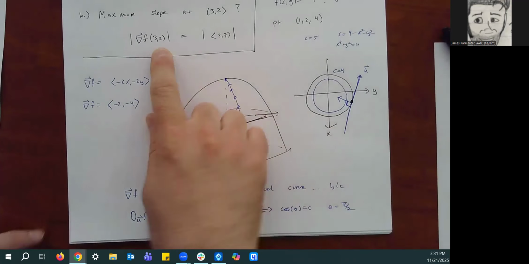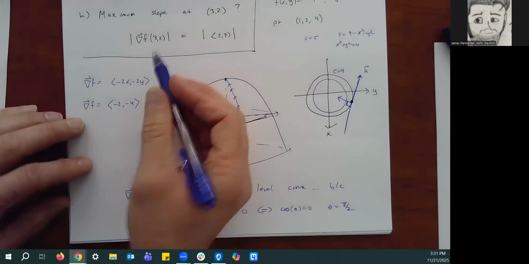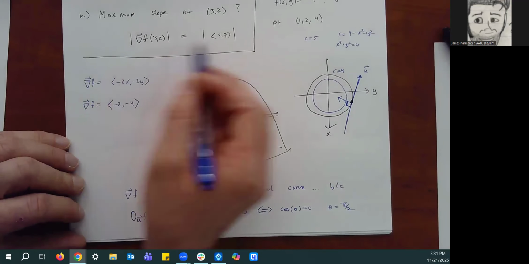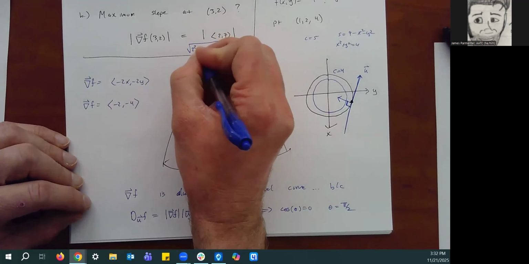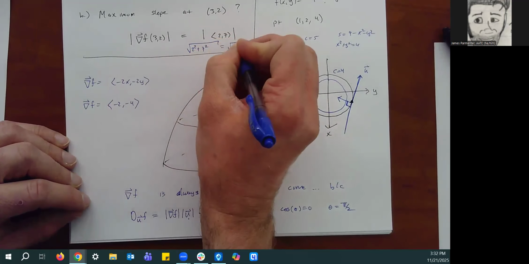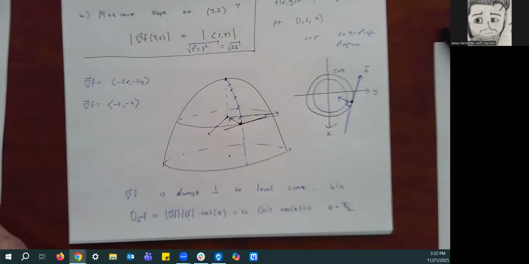Back to this problem here. If I was trying to find the maximum slope, it's just the magnitude of this, which is the square root of 2 squared plus 7 squared, which is the square root of 53. Pretty steep, I would think. If your slope is almost 7, that means for every 1 unit you would be trying to move forward, you'd have to go up 7 units. That seems like a very steep hill.